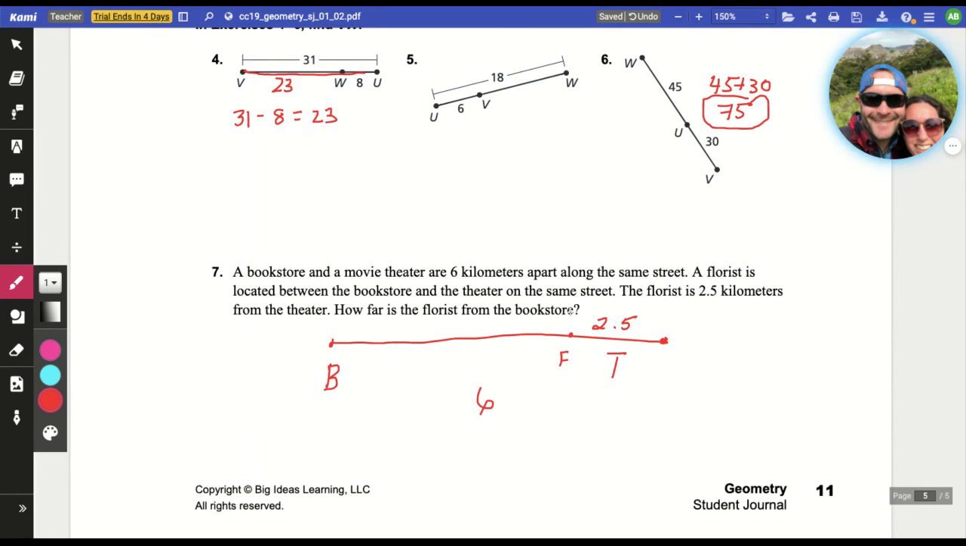So then the distance from the florist to the bookstore, just logically thinking, I got to go all 6 kilometers from the bookstore to the theater. 2.5 of them is from the florist to the theater. So if you just take 6 and subtract 2.5, you will get this distance right in here. And that is 3.5. You have to put units on there. 3.5 kilometers.